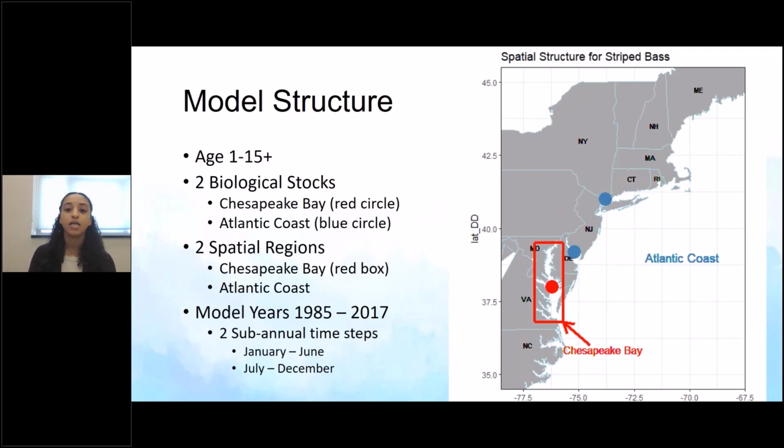Our model runs from 1985 to 2017 and has 2 subannual time steps that account for striped bass migratory behavior. The first is January through June, which is when we assume striped bass are spawning. The second time step is July through December, when we assume striped bass are in their coastal regions migrating. This model will be able to estimate abundance for each stock in the 2 spatial regions, recruitment for each stock, and fishing mortalities for the 2 regions. We'll have estimates of biomass for each stock and region, and we'll also estimate a movement parameter.